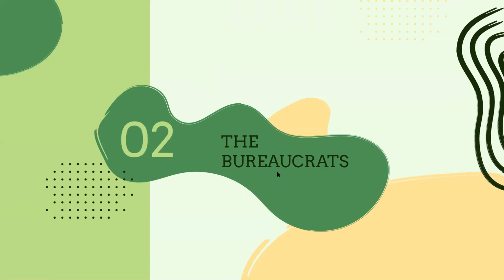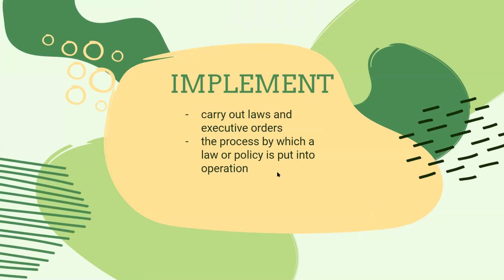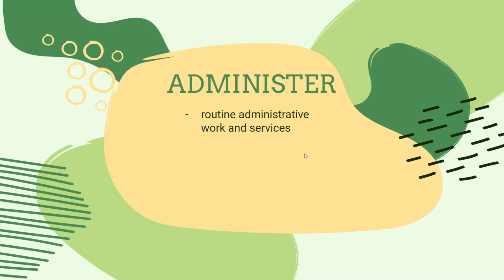Now we have the bureaucrats. So they can implement laws, so they can carry out laws, like I said before, and executive orders as well. And it's the process by which a law or policy is put into operation. So if Congress makes a law about medicine and drug usage, the FDA will carry out that law and put it in place. They can administer, which is pretty straightforward. They can do routine administrative works and services.